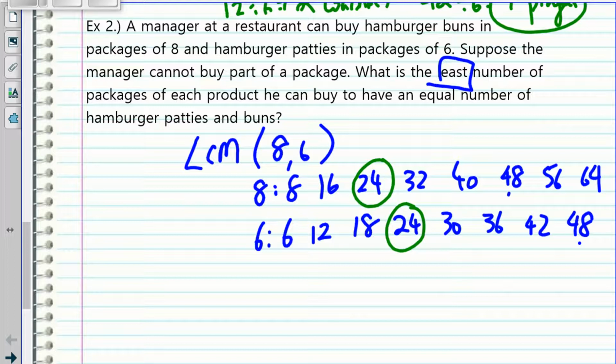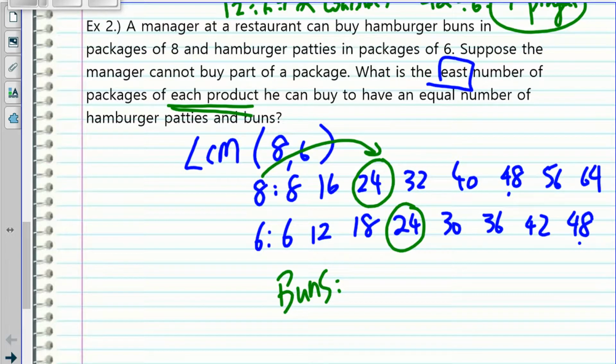So the question is this though, they're asking for products. They're not asking for however many hamburger buns and hamburger patties. All right, you need 24 hamburger buns and you need 24 hamburger patties. But the question is how much of each product, right? So let's see, buns, right? How can 8 become 24? How many packages of 8 buns do you need? Yeah, you need 3 packages.